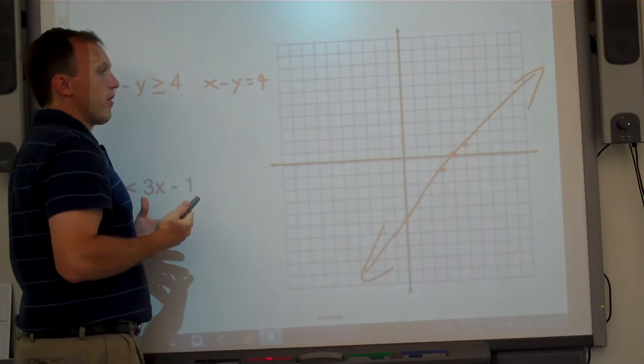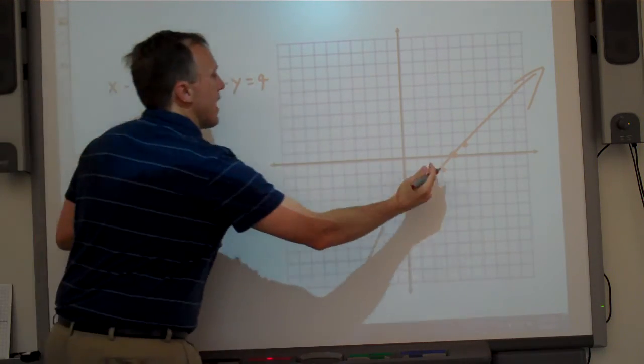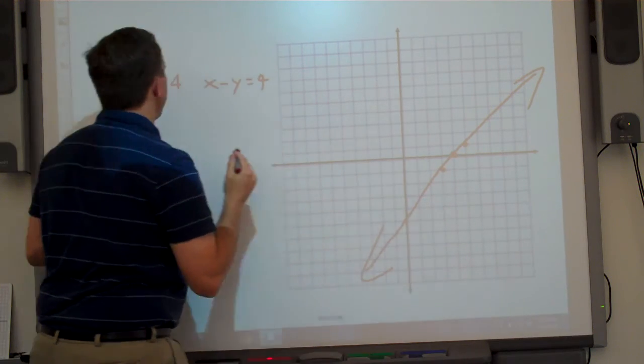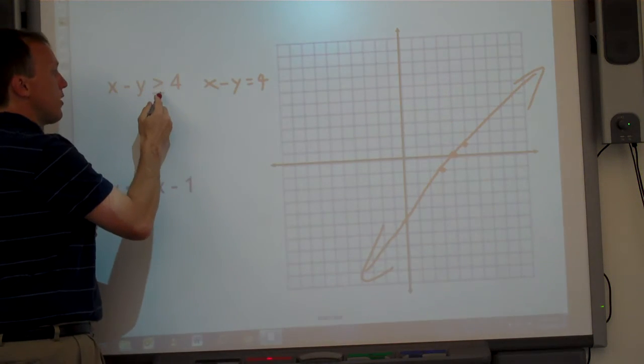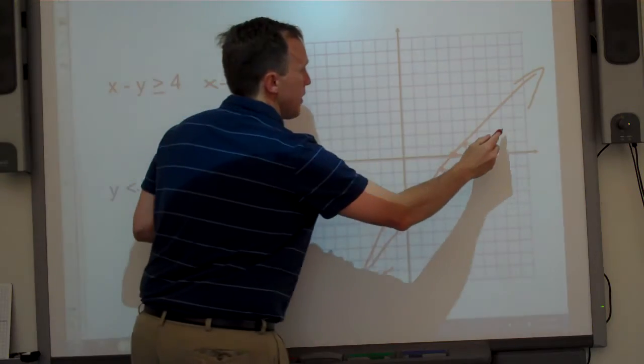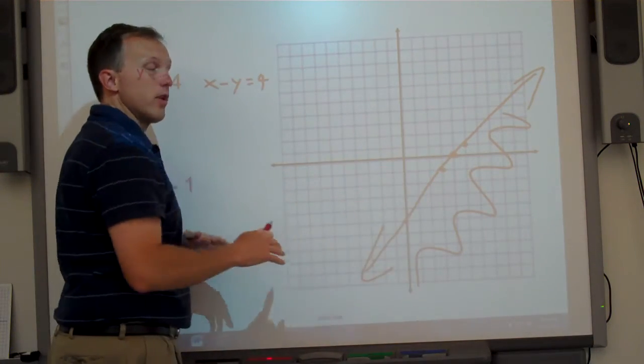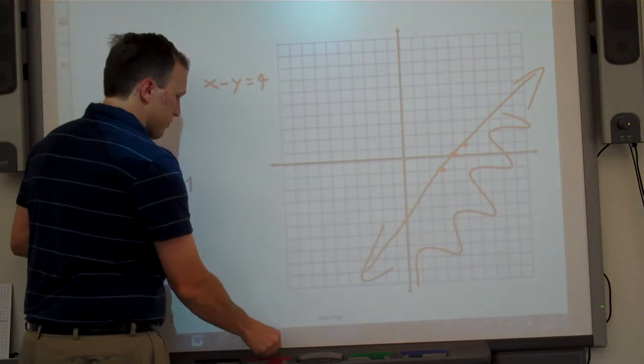Now, as a rule of thumb, it's good to always go in and check one point on that side just to make sure. So let's say, how about 5, 0? Is 5 minus 0 greater than or equal to 4? It is. So that means that we would shade this side. Now, I'm not going to shade that very heavily at the moment, and you'll see why in a minute.